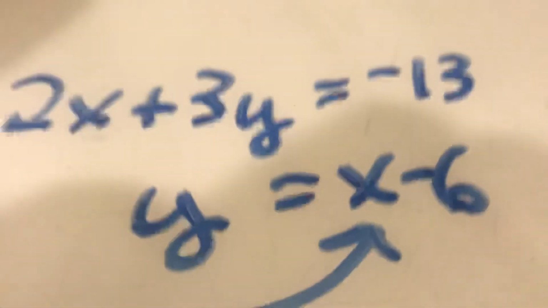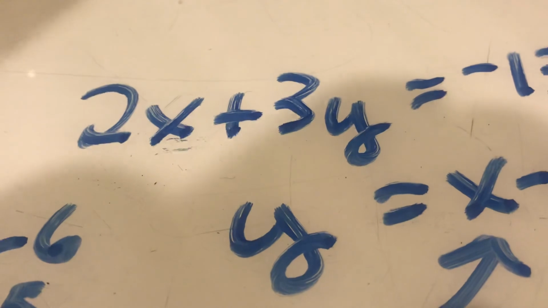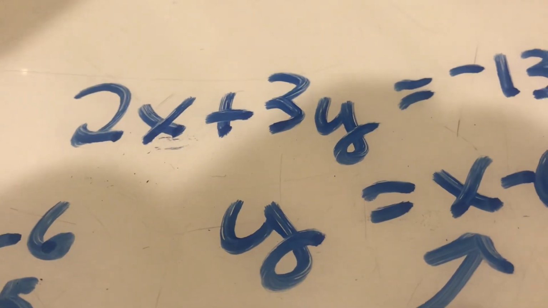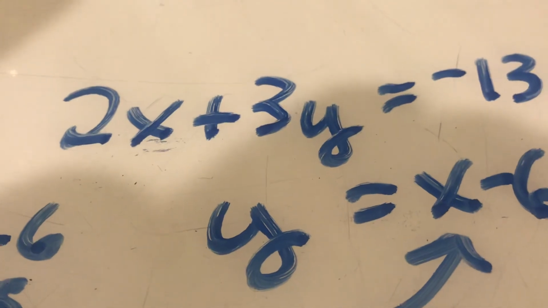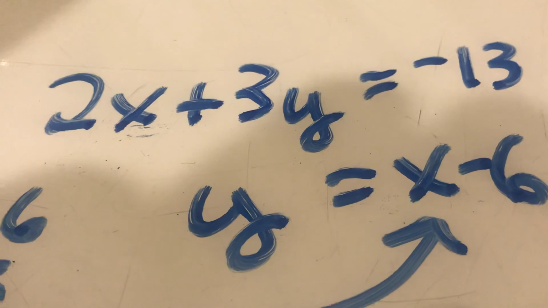I can also check my work. I go back to the original. I let x equal 1. 2 times 1 is 2. I let y equal negative 5. 3 times negative 5 is negative 15. 2 plus negative 15 is negative 13. Negative 13 equals negative 13. I know I'm right.